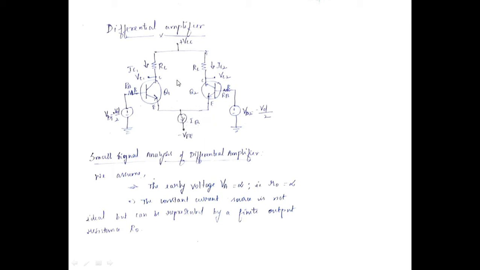So we can call this differential amplifier an emitter coupled differential amplifier. The assumption made for the analysis of the differential amplifier is that the early effect, that is VA, is considered to be infinite. So the output resistance of the transistor is also considered to be infinite, and we are not going to include it in the transistor model. Next, the constant current source is not ideal, so we are going to represent this constant current source by a finite output resistance R0.